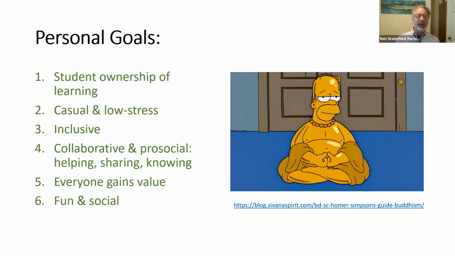I really want to create classroom environments that are very positive and pro-social. So this includes student ownership of their own learning, not through testing, but through their own wanting to be part of it. A casual and low stress atmosphere that's inclusive to different types of learning styles. Collaborative and pro-social, meaning helping each other, sharing information and sharing ways of knowing. Everyone in the class gaining value and having a fun and social environment.